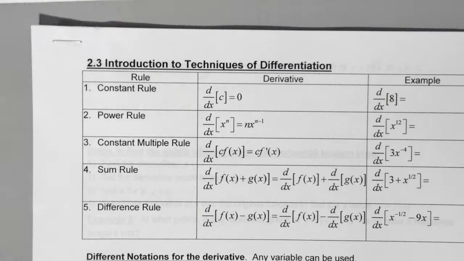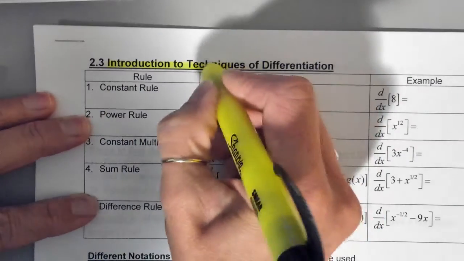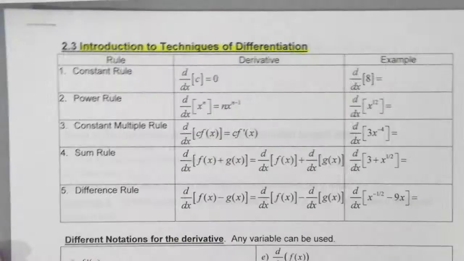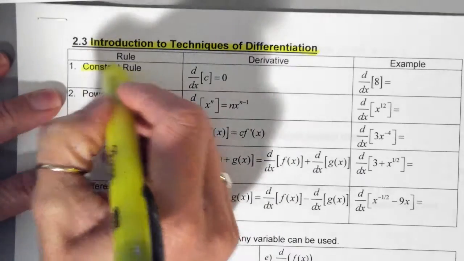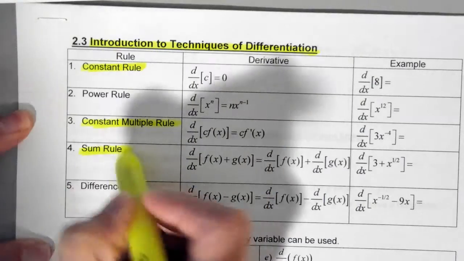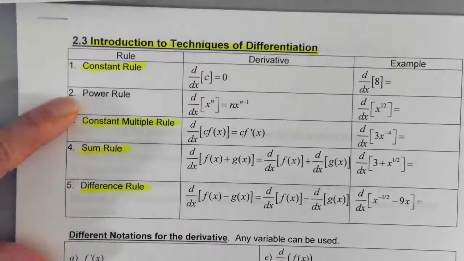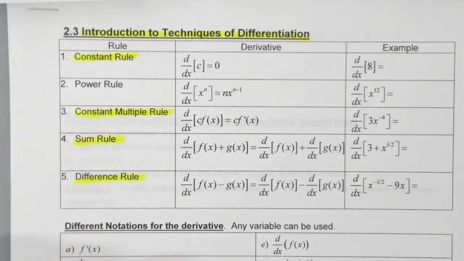All right, so here we go. Introduction to techniques in differentiation. So basically, in layman's terms, what this means is you're learning a shortcut today. So that is good news. Yes, woohoo. All right, so we have the constant rule, our constant multiple rule, we have the sum and the difference rule, and I skipped the power rule for just a second because this is really the most important one.